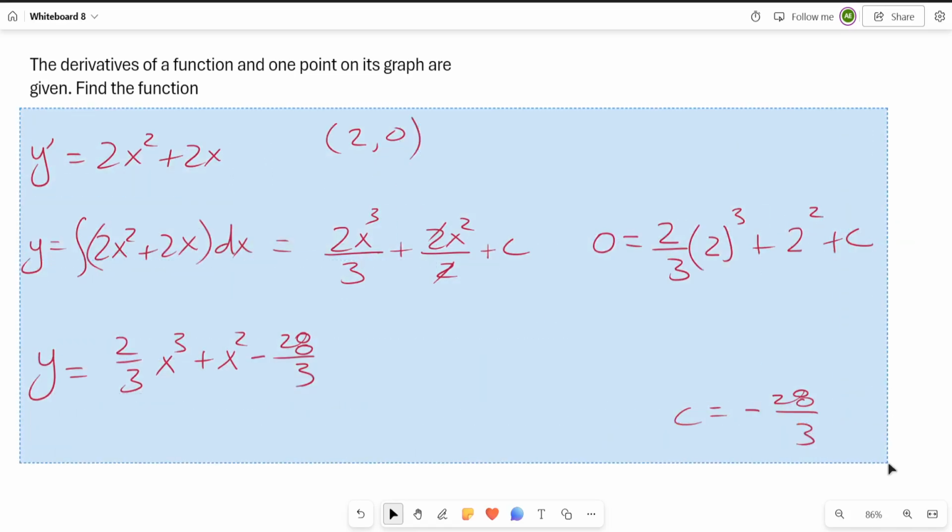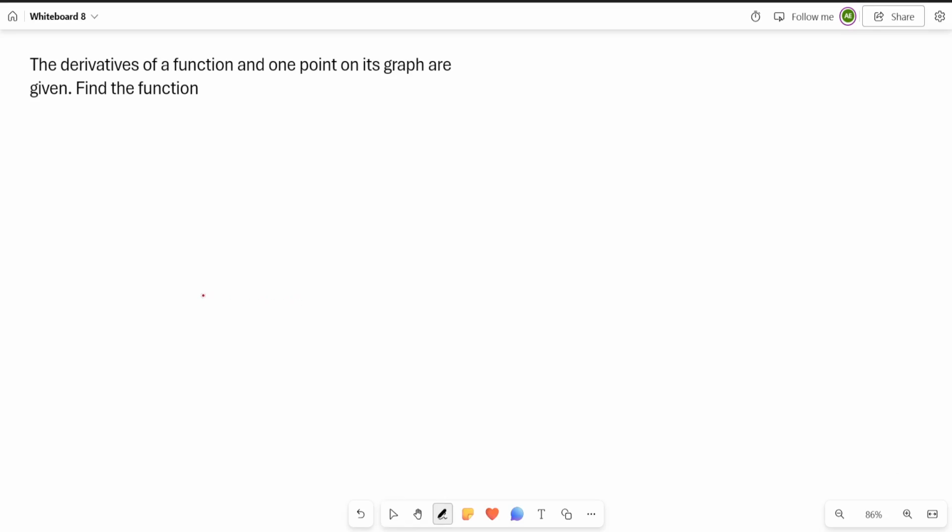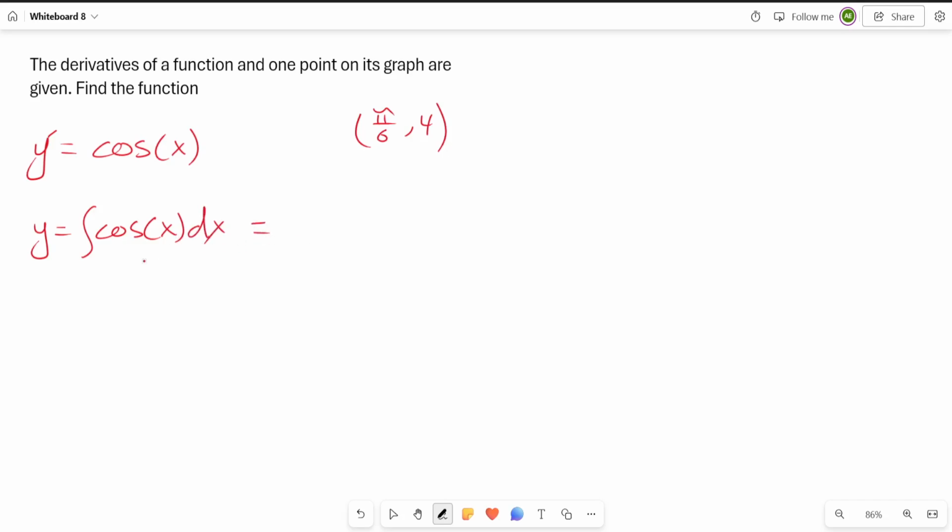Let's take another example. Let's say we are given dy by dx, or y dash, equals cosine of x, and the point on the original function is given as pi over 6 and 4. Again, we'll find y by doing integration of cosine x dx. We know that differentiation of sine is cosine. That makes integration of cosine equal to sine x. So this is going to equal sine of x plus c.